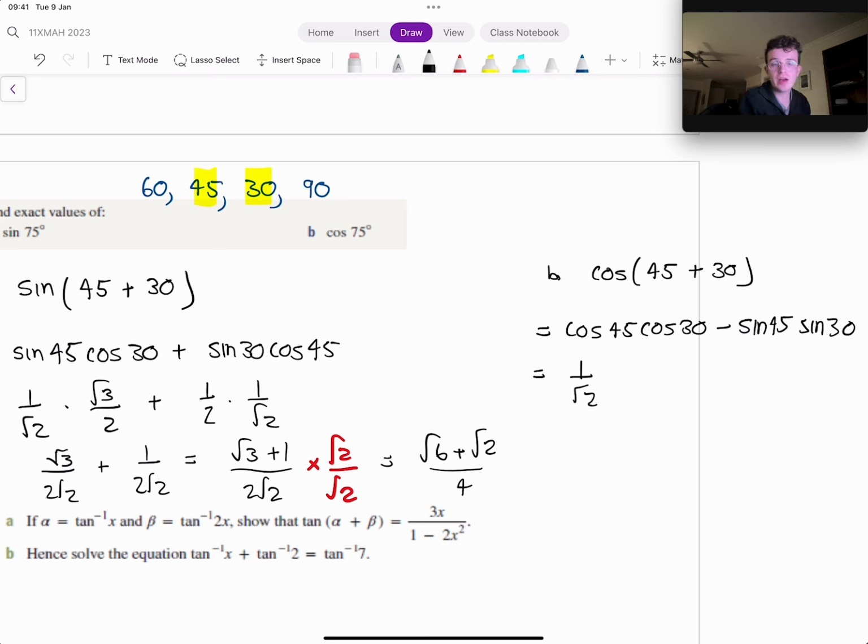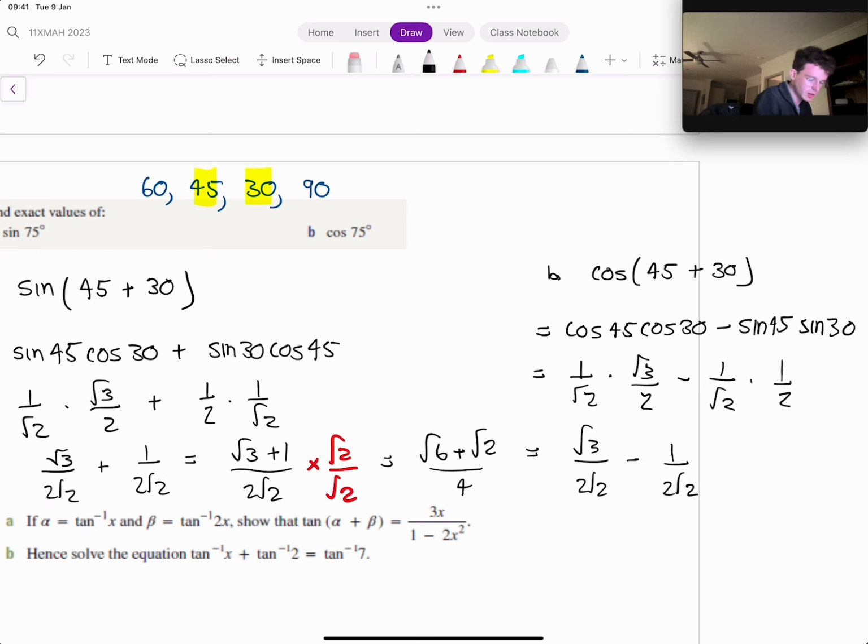And same idea, if you have a right angled triangle and you have 45 degrees as one of your angles, that means the adjacent and opposite sides are always the same. 1 on root 2, cos of 30 we figured out was root 3 on 2, minus sine of 45 is 1 on root 2, sine of 30 is a half. So this is root 3 on 2 root 2 minus 1 on 2 root 2. Making that a single fraction, it is root 3 minus 1 on 2 root 2. Rationalizing the denominator, we get root 6 minus root 2 on 4. Alright, hope that makes sense.